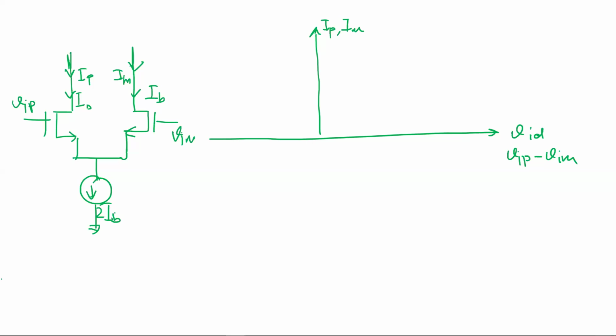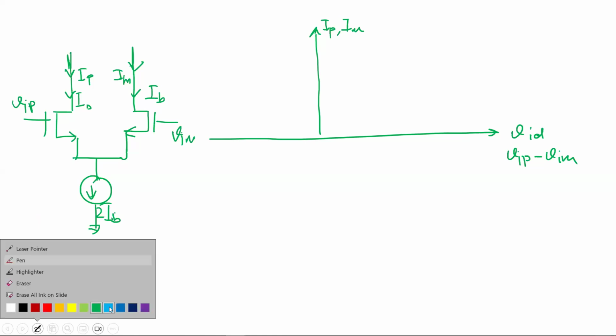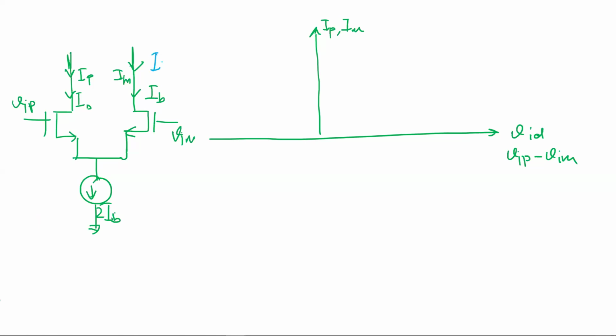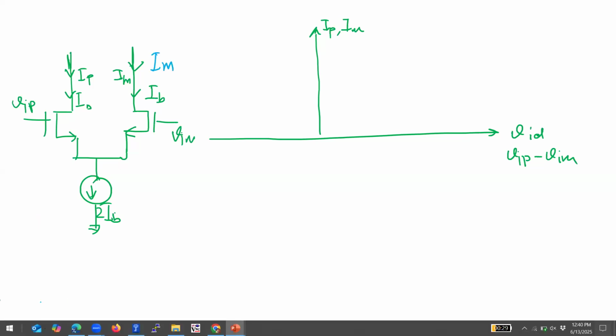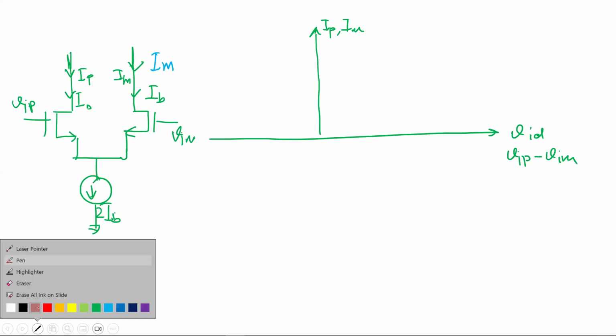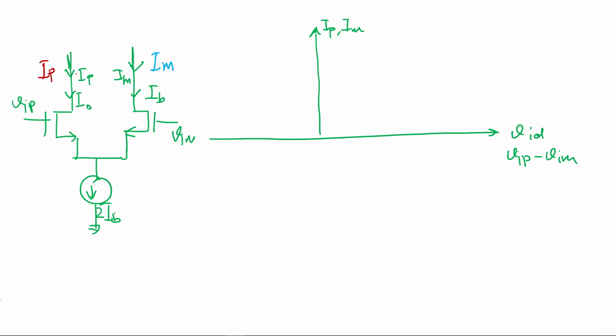So when VIP minus VIM is equal to 0, which means these two are the same voltage, what happens in the two branches, IP and IM? Let me use blue. Let IM be blue and IP be red. So red is IP, IM is blue. So what will be this current here? Both of them will be IB, right? That will be IB. So if VIP equals VIM, both the currents are IB.